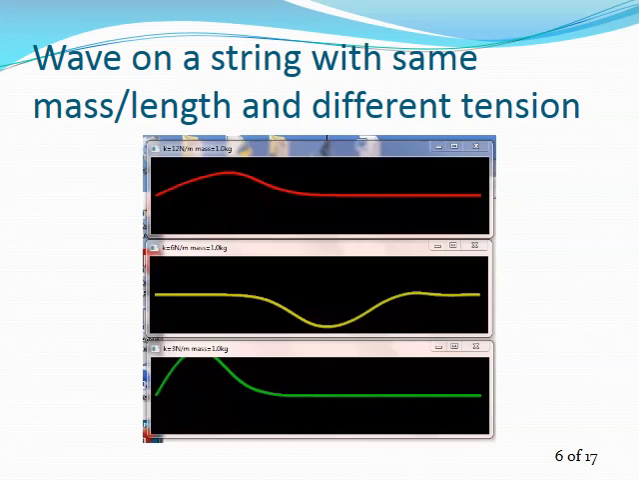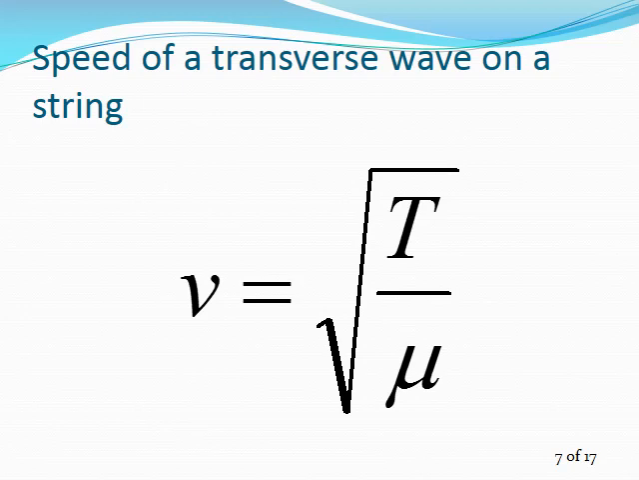I think by looking at this for a few seconds, you can easily determine that the red string was moving the fastest and the green string was moving the slowest pulse. And so this tells us that the tension in the string is directly proportional to the speed of the wave, while the mass per unit length is inversely proportional. So this allows us to come up with this expression.